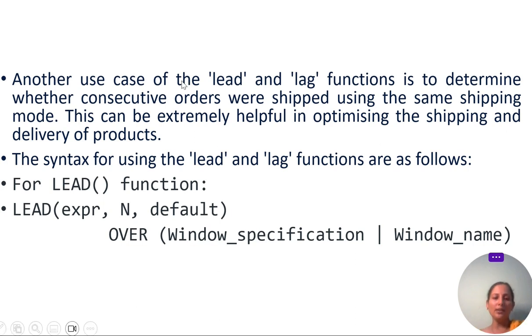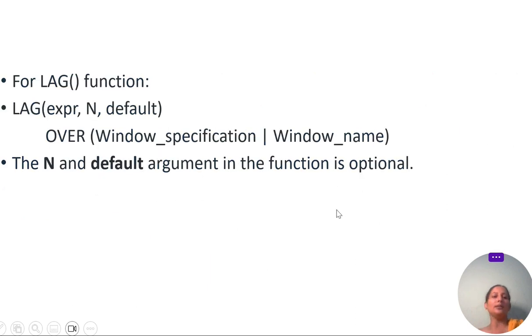So here is the syntax for the lead function: lead, expression, default, over, window specification, and name of the window. Similarly, the syntax for the lag function is lag, within brackets expression and default, over window specification, where over is defined over some range, and name of the window. The over clause defines which window you are talking about to the lag function. The default argument in the function is optional. We can keep it or not depending upon the requirement.